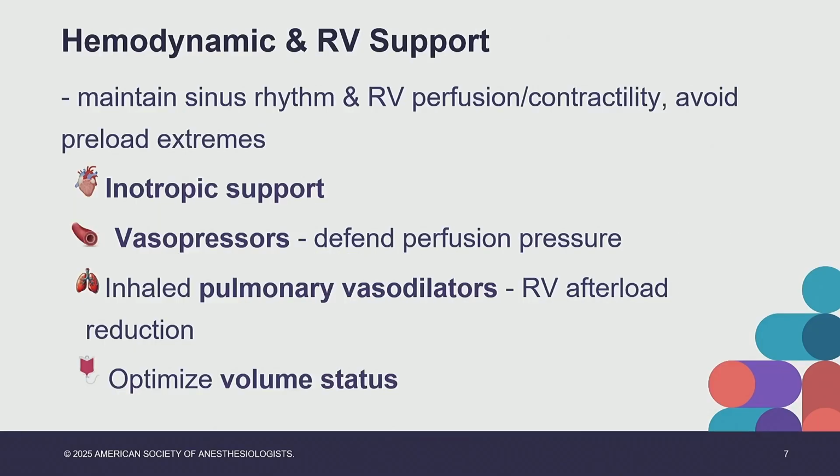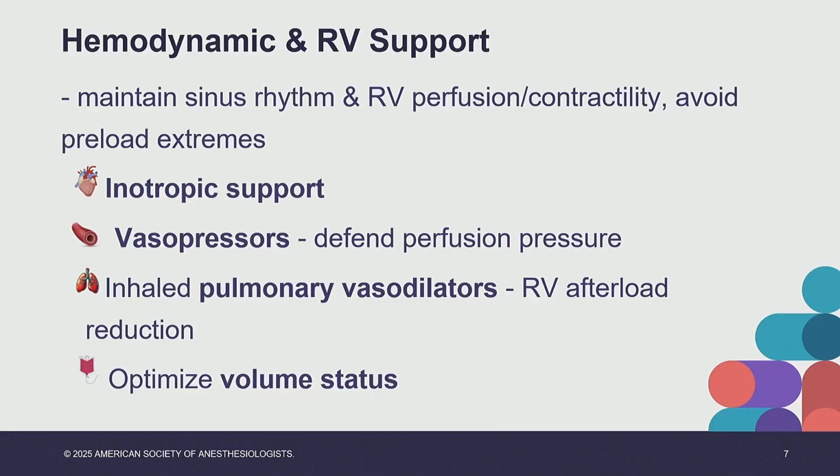And supporting the RV is the cornerstone of what we do. So I try to maintain sinus rhythm because development of supraventricular tachycardia is an independent risk factor for death in patients with PH. And when contractility falls, I reach for inotropes like dobutamine or milrinone, and I pair them with vasopressors such as norepinephrine or vasopressin to maintain their systemic perfusion.